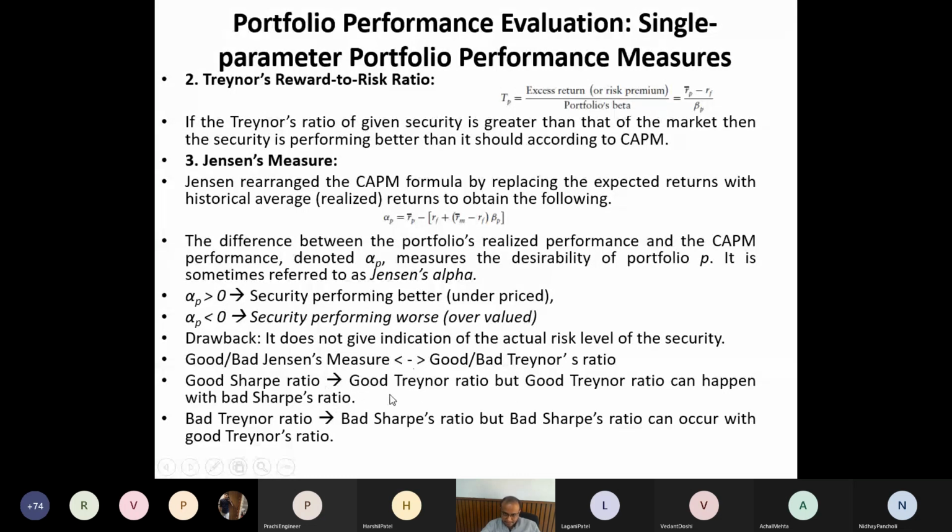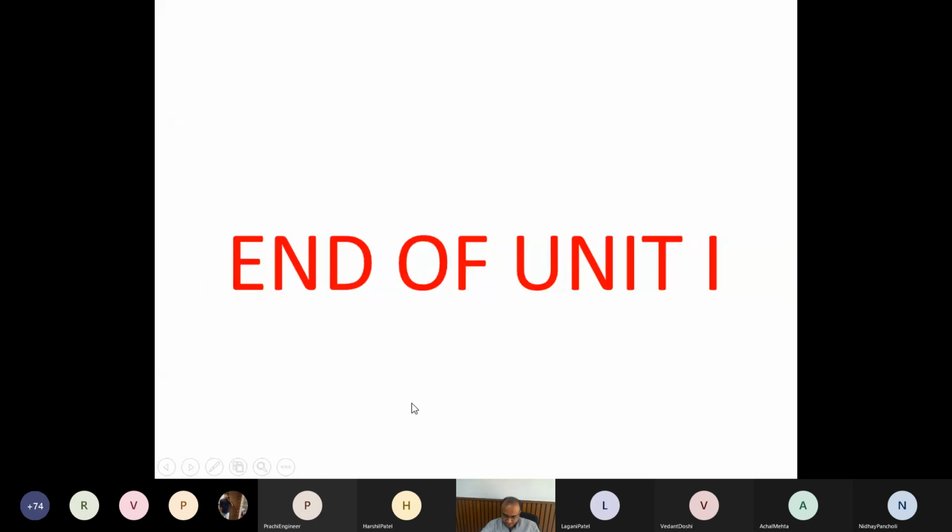So I hope these three parameters are clear to you, and later on we will use them in MATLAB. We have functions for the Jensen, Treynor and Sharpe ratio, and we calculate them based on the past data given to us and the portfolio created in MATLAB, right? We create some virtual portfolios and then we find what this ratio is for different portfolios. So I hope this goal is clear to you, and this is the end of unit 1 in theory.